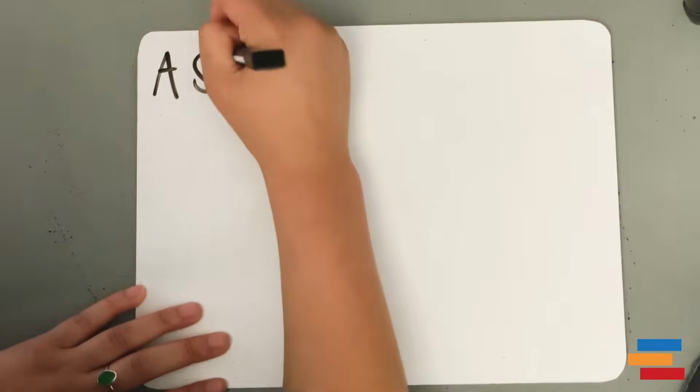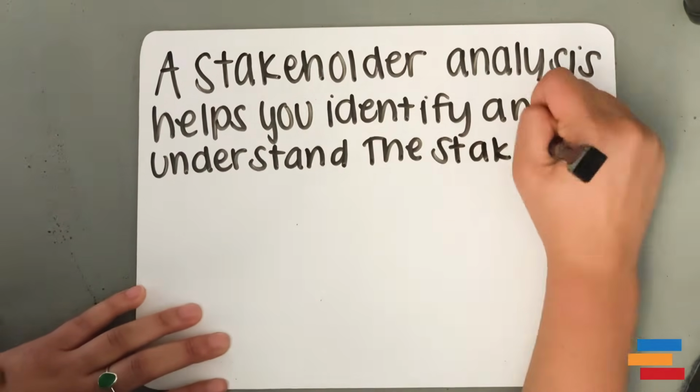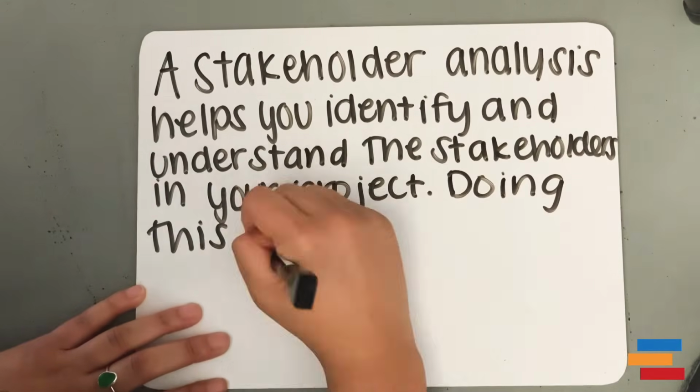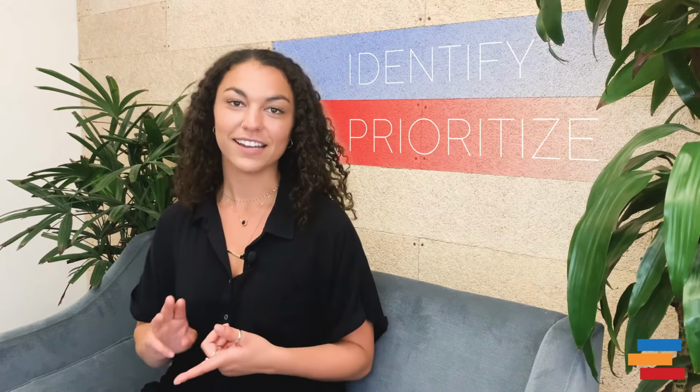What is a stakeholder analysis? A stakeholder analysis helps you identify and understand the stakeholders in a given project. Doing this before your project begins will help you be successful. So, how do you conduct a stakeholder analysis? There are three major steps that you need to remember: identify, prioritize, and understand. Let's cover these in a little more detail.